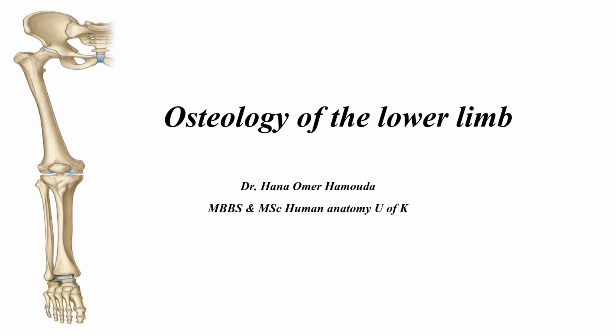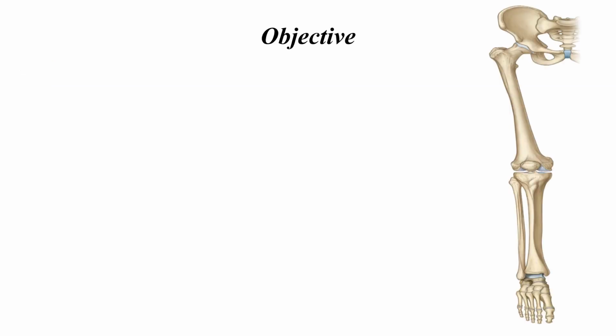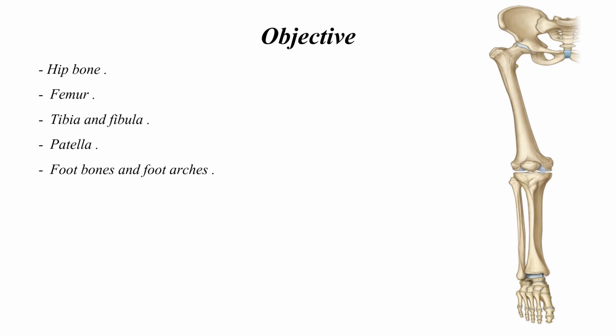It will be about the osteology of the lower limb. By the end of this lecture, each student should be able to identify the different features of the hip bone, the femur, the bones of the leg, the tibia and the fibula, the patella, the foot bones and the foot arches, the joints of the lower limb. And in the last part of this lecture, we will talk about some clinical correlations.